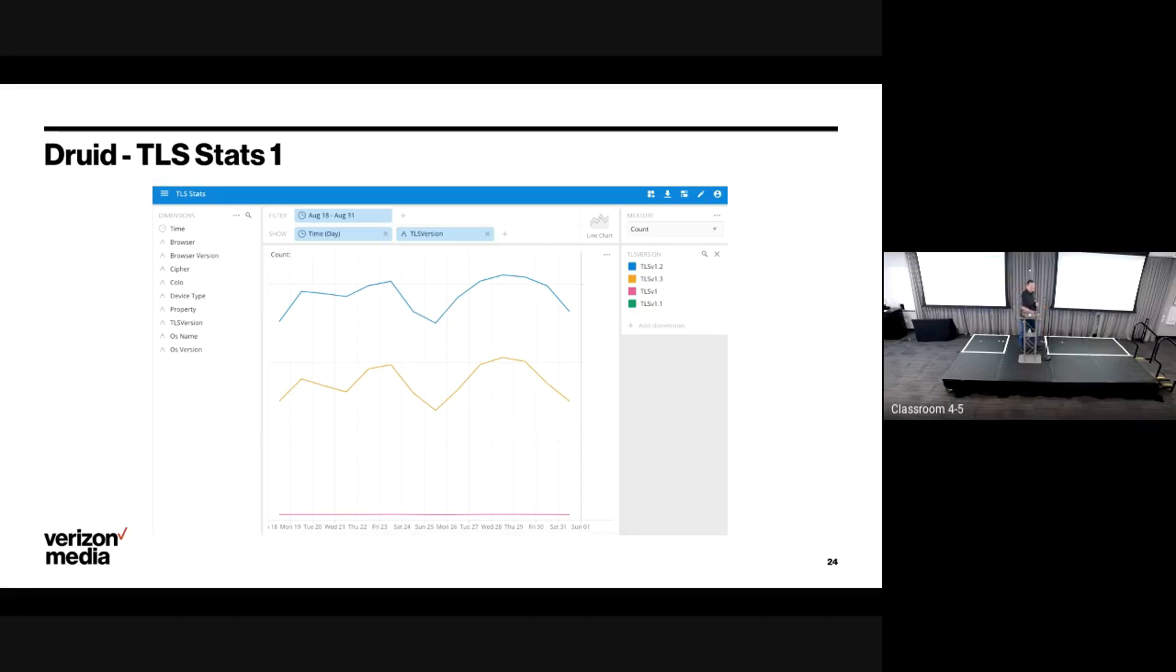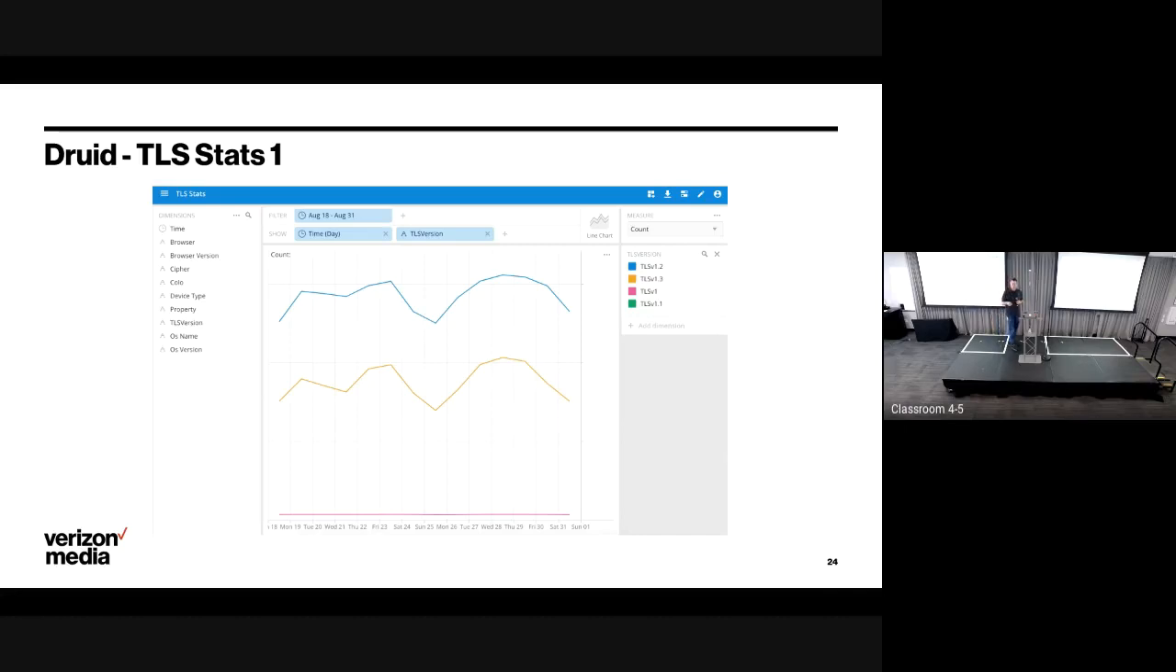They pull up reports a lot, and they look at some of the TLS version 1 or 1.1. Can we actually get rid of these things? Or they can look at this and say, let's pull up which property has the highest use of some of these older protocols.